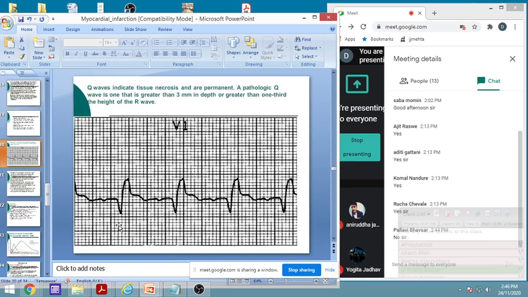So these are various Q waves. See, you can see P, Q, R, S and T. You can see these are the pathological changes, where Q has a depth greater than 3 mm or greater than 1/3 of the height of the R wave. That indicates permanent necrosis or damage.